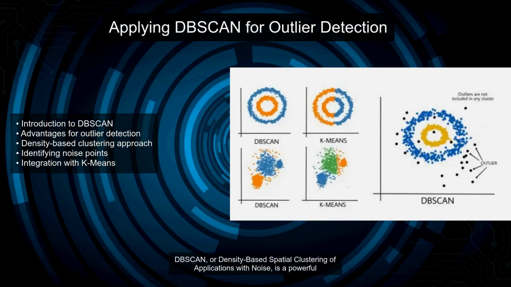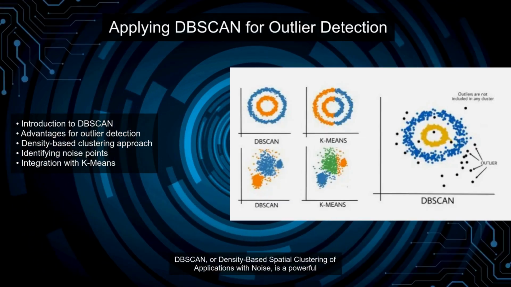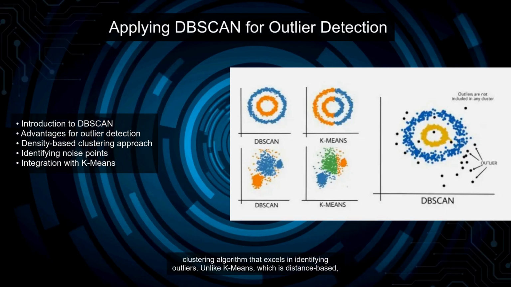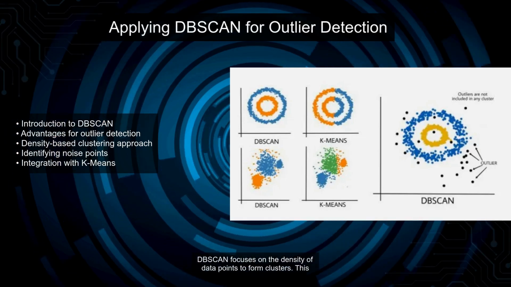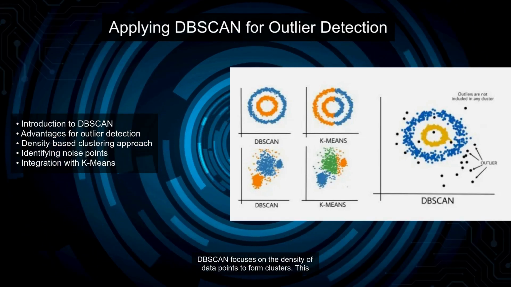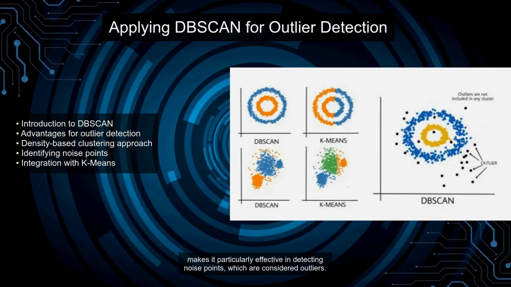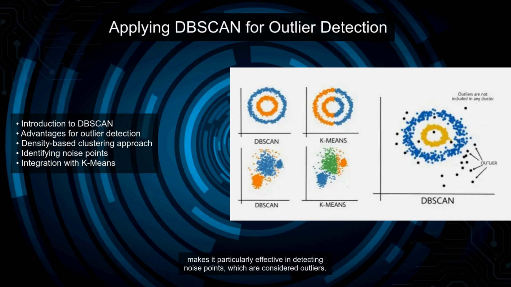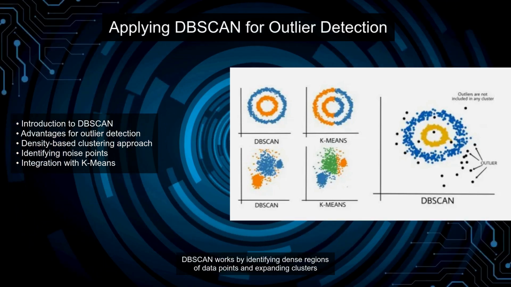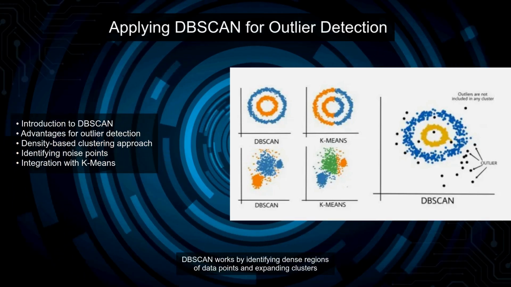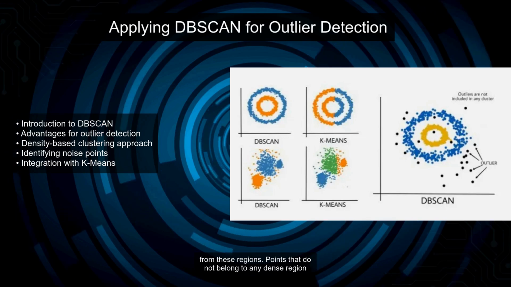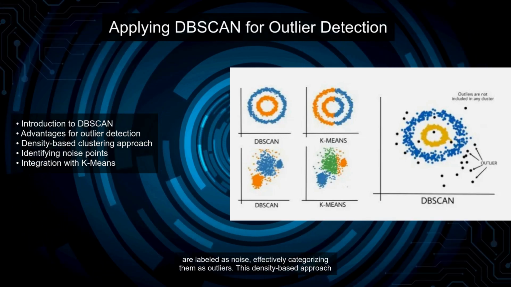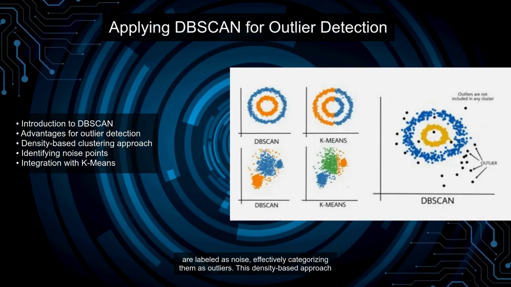DBSCAN, or density-based spatial clustering of applications with noise, is a powerful clustering algorithm that excels in identifying outliers. Unlike k-means, which is distance-based, DBSCAN focuses on the density of data points to form clusters. This makes it particularly effective in detecting noise points, which are considered outliers. DBSCAN works by identifying dense regions of data points and expanding clusters from these regions. Points that do not belong to any dense region are labeled as noise, effectively categorizing them as outliers.